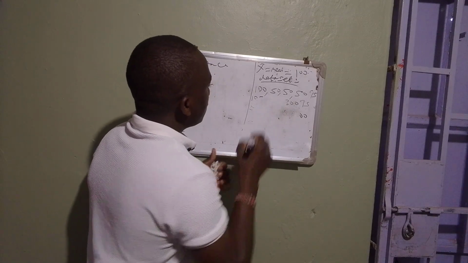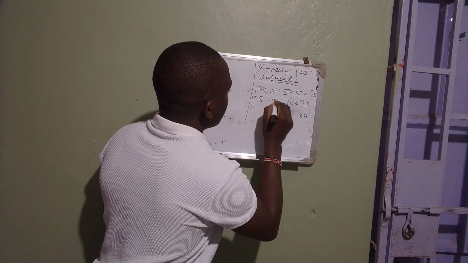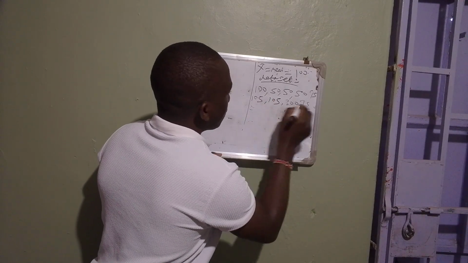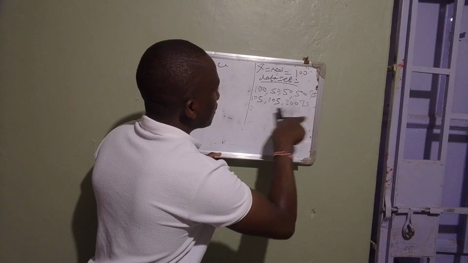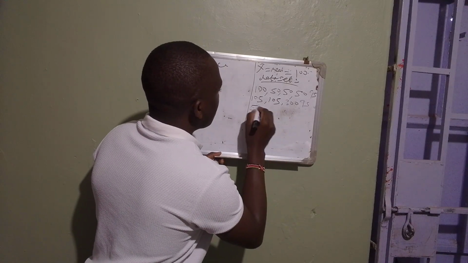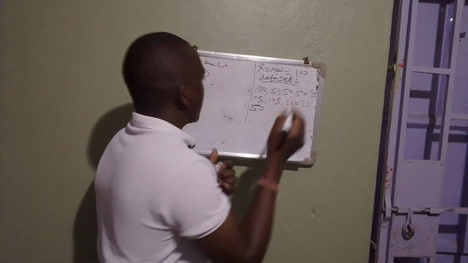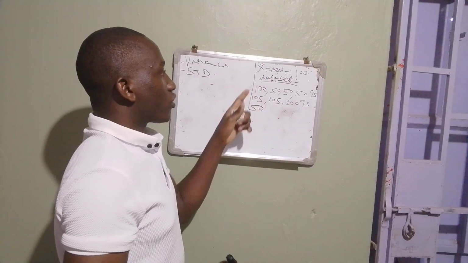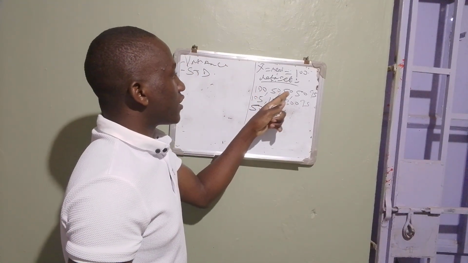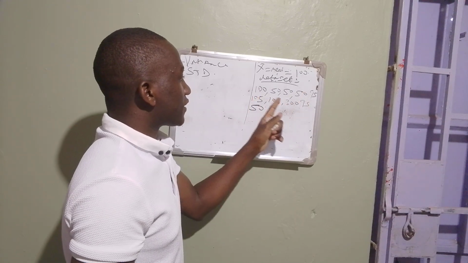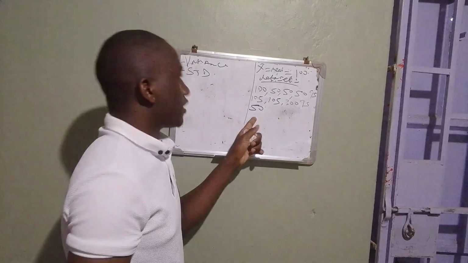We get 105. Then we have 95. Then from 95 we have 50. 1, 2, 3, 4, 5, 6, 7, 8, 9, 10. Correct. That was our dataset.